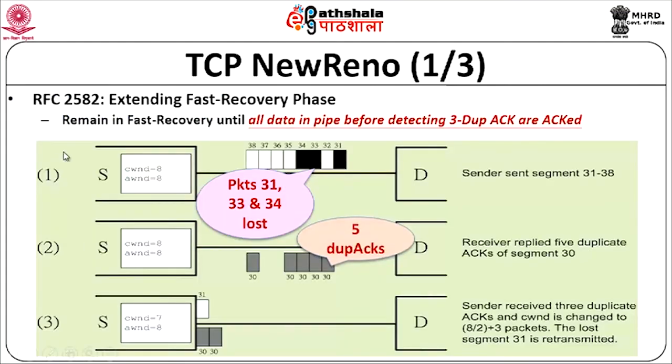So, let us look at how TCP New Reno works. I told you the idea, right? That idea is that you will remain in fast recovery until all the data in the pipe, before detecting your 3 duplicate ACKs, are ACKed. Again, let us take the same example. Packets 31, 33 and 34 are lost. So you get back 5 duplicate ACKs. On receiving the 3 duplicate ACKs, you retransmit 31. Up to this, it is all the same.